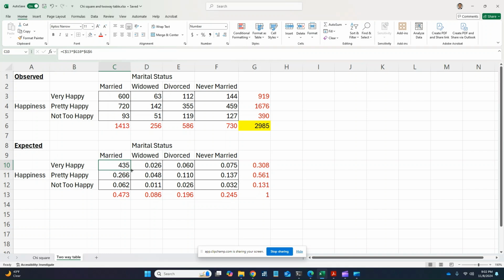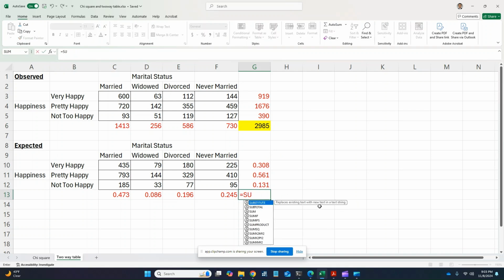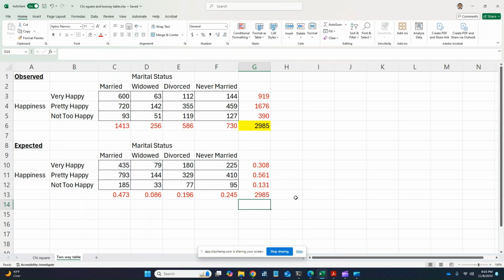Similarly, we can calculate the number of people for all these cells. First go this way, and then this way, and then okay. Now, just out of curiosity, the number of people we calculated for each cell, their sum needs to be equal to the total sample size. So why don't we check the sum? So the sum of all these numbers equals, lo and behold, 2985, which is equal to the observed sample size.